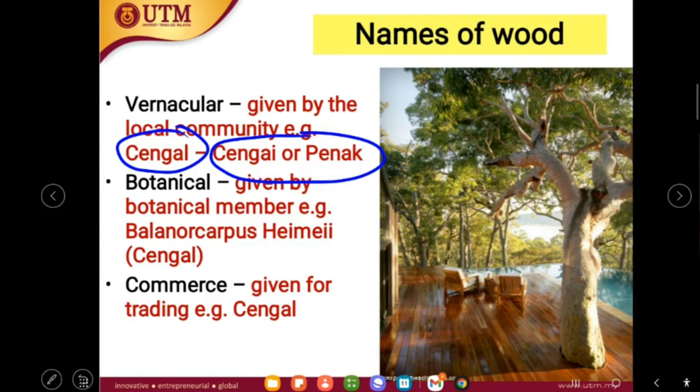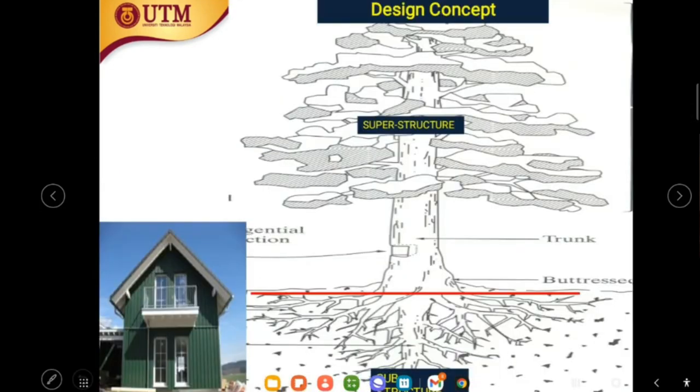For example, like this Balanocarpus hemii, which is also referred to as Chengal. Okay. And then we have commerce, which we sell when we purchase and sell this timber, right? So it's given for trading. For example, Chengal. So this is a more accepted type of name that we are using, which is the commerce one. So similar with our structure, woods also, timber, tree also, it has its structure like this.